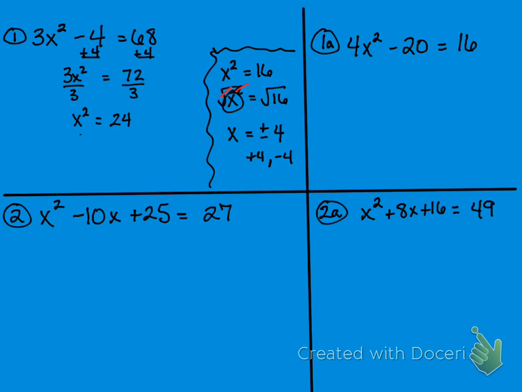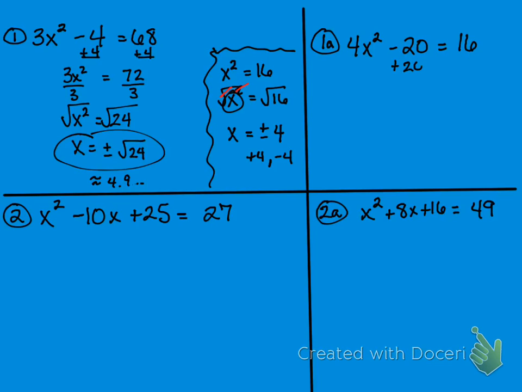24. And then when we have an x squared, we just take the square root of both sides. So x is equal to positive or negative the square root of 24. It should be around 4 point something, probably 4.9 something, somewhere in that range. So let's look at 1a. You can hit pause and try this one on your own as well.